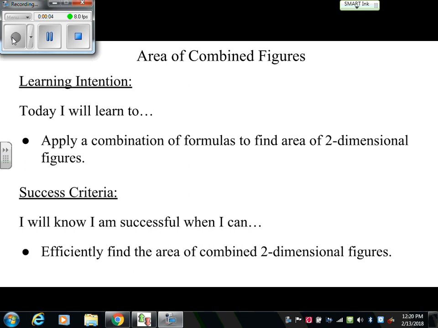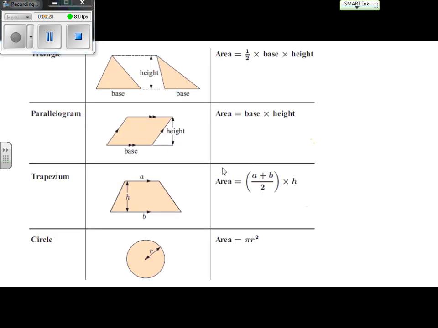Today we'll be learning to apply a combination of formulas to find the area of two-dimensional figures. Our overall learning intention is to find the area of combined figures. And what I mean by combined figures is where we take multiple polygons and put them together to create a new shape or figure. We will know we are successful when we can efficiently find the area of combined two-dimensional figures. So for most of these problems, we'll be using multiple formulas, breaking up the big figure into multiple little shapes that we're already familiar with.